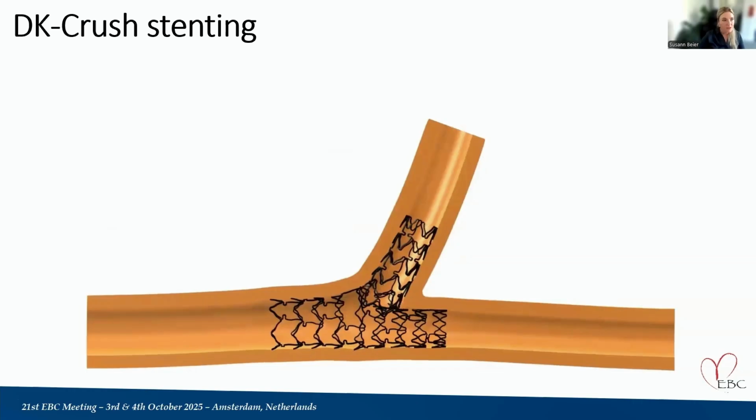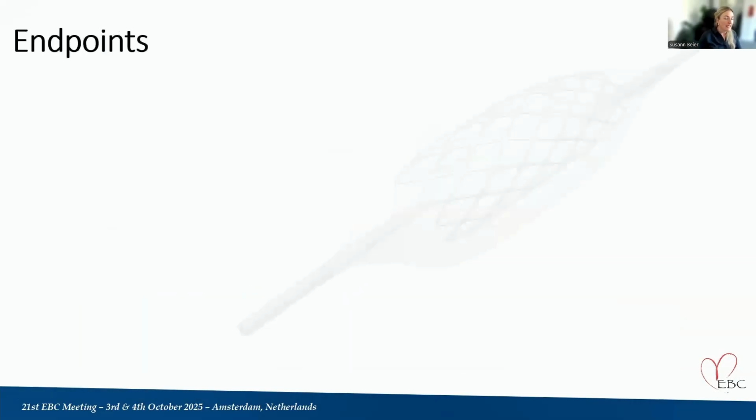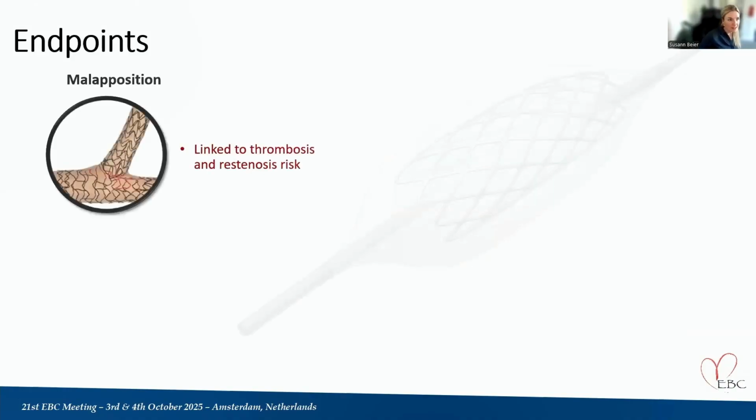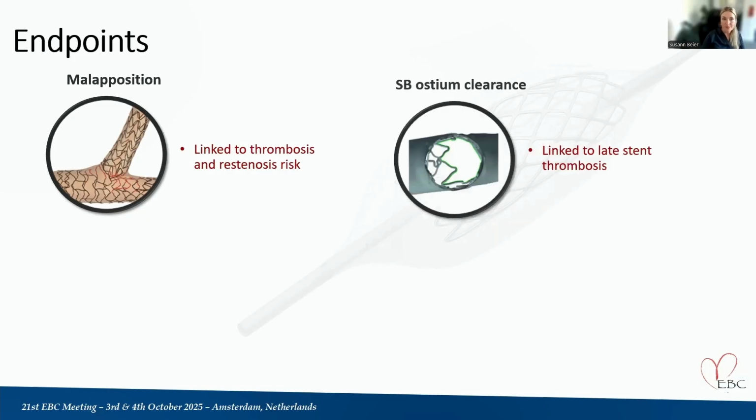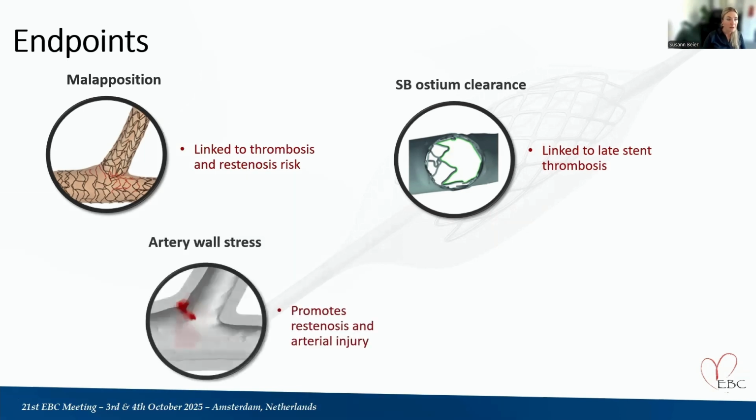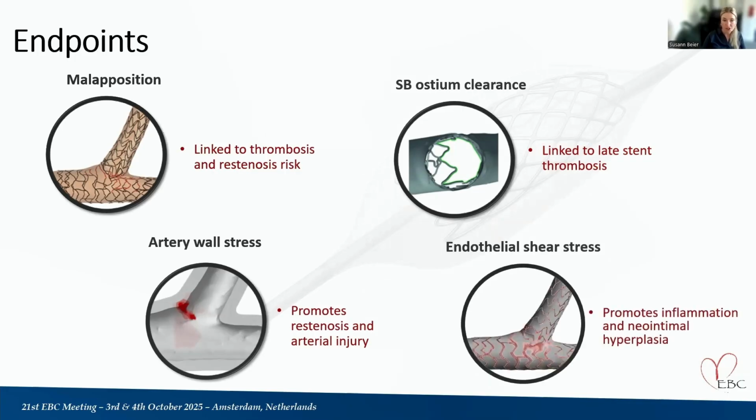Now, what did we look at? We analyzed different clinically relevant endpoints, including malapposition linked to thrombosis and restenosis. We looked at the side branch ostium clearance linked to late-stage thrombosis, arterial wall stresses, which promote restenosis and arterial injury, as well as endothelial shear stresses, so blood flow related metrics, which promote inflammation and neointimal hyperplasia.